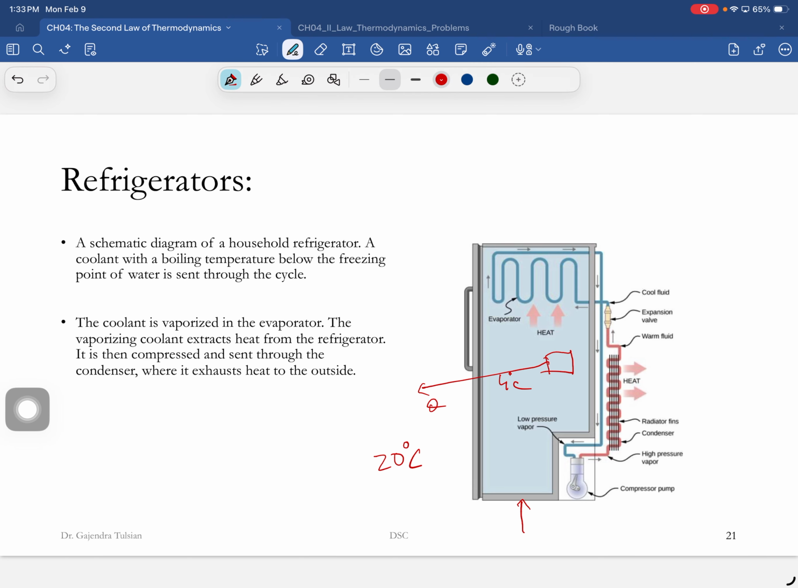And in a heat pump in the winter, this pipe would be outside, would absorb heat from the outside, and this would be the inside of your house. And you turn the vapors into liquid inside your house, and the heat is dumped into your house. That's a heat pump. In an air conditioner, this is inside your house, you absorb heat, and this is outside your house. That compressor is outside your house. You're dumping it outside.